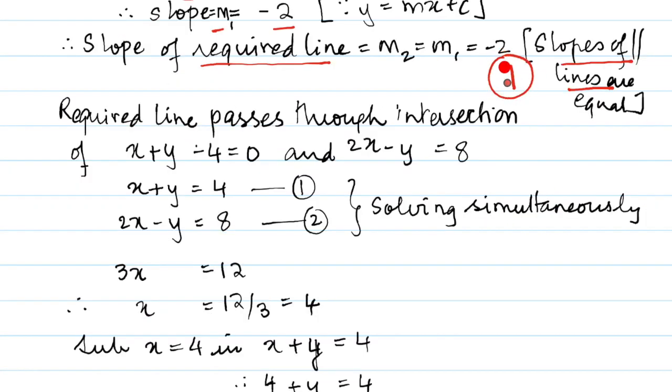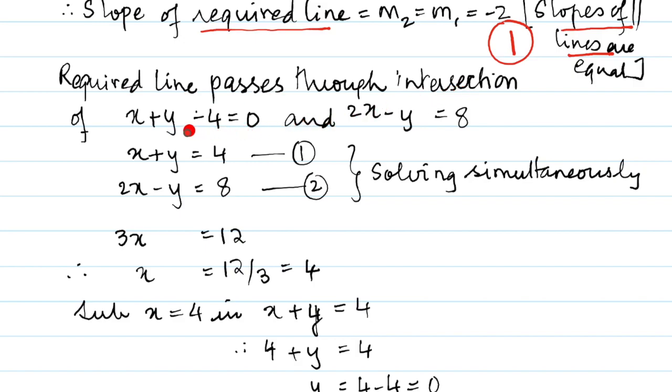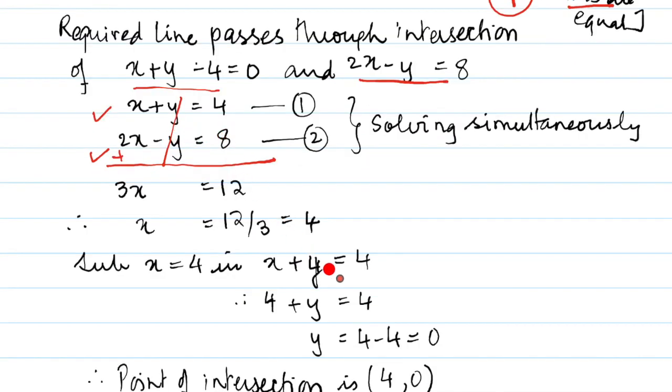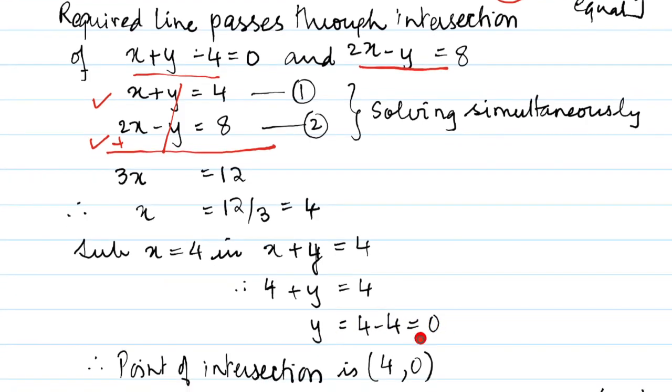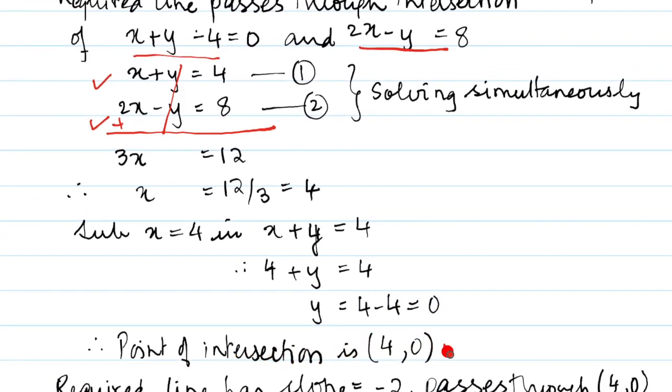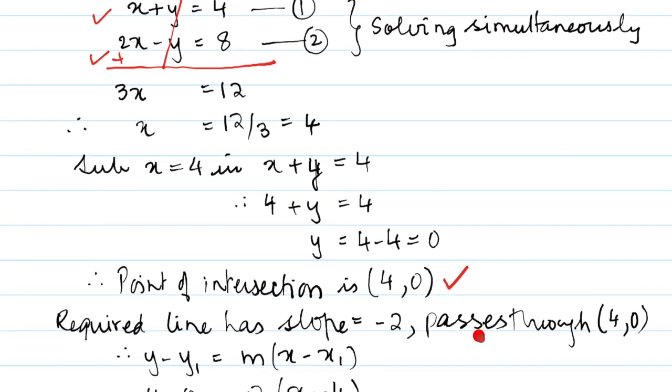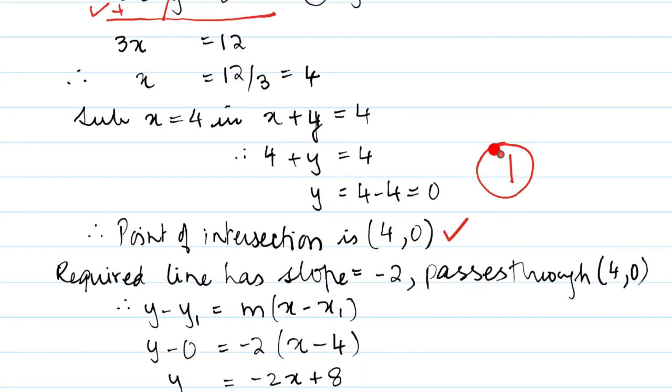Okay, that is our 1 mark. The required line passes through the intersection of this line and this line. So we write them one below the other and we add. So y and y get cancelled. We'll have x plus 2x, that is 3x, and here it will be 12. So x will be equal to 12 upon 3, which is 4. Substitute x equal to 4 in this and that will give us y equal to 0. So the point of intersection is (4, 0). So that is our second mark.